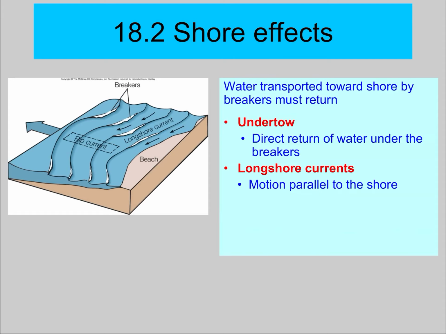Another type of shore effect we're going to talk about is when water that's transported toward the shore by the breaker must return. Once it comes in, it has to be able to return out to sea somehow, and it can do that in a couple of different ways. The first way is called the undertow, which is the direct return of water under the breaker. So it basically gets sucked back underneath the wave and then runs back out.